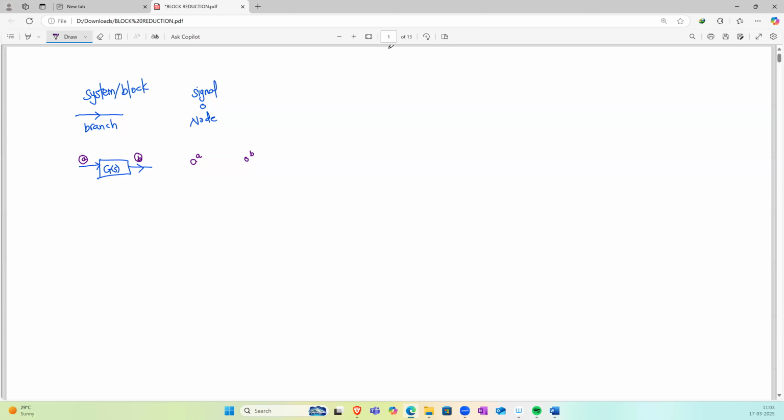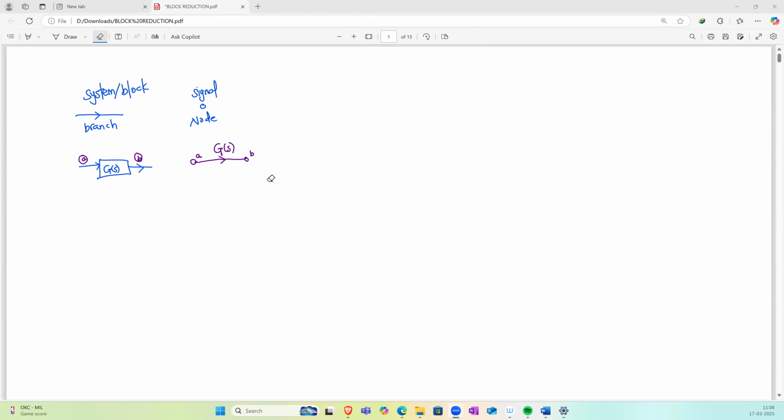And then always the system is represented by a branch. So the branch connects the two nodes together and gets this. And then you always have to write the transfer function over there. So this is just the basic representation of how you would convert a block diagram into a signal flow graph.